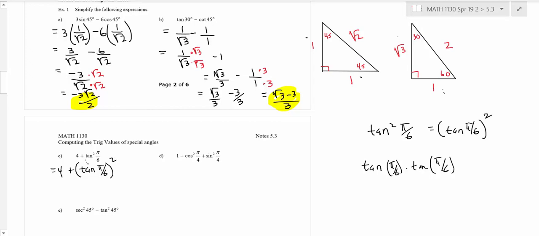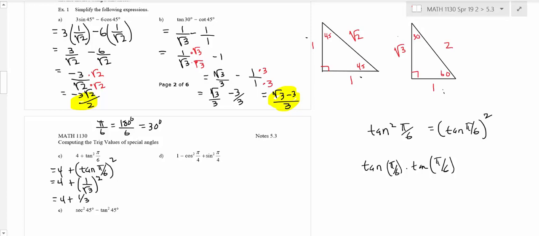This is obviously in radians. If you have pi over 6, remember pi is 180 degrees, so really we're looking at 30 degrees. If you look at this triangle, the tangent is opposite over adjacent, so the tangent of 30 would be 1 over square root of 3. So we're going to end up having 4 plus 1 over square root of 3, squared. What we would get is 4 plus 1/3.